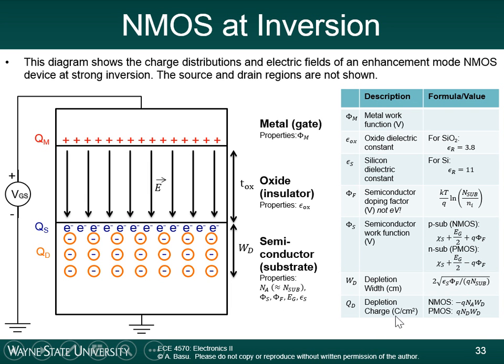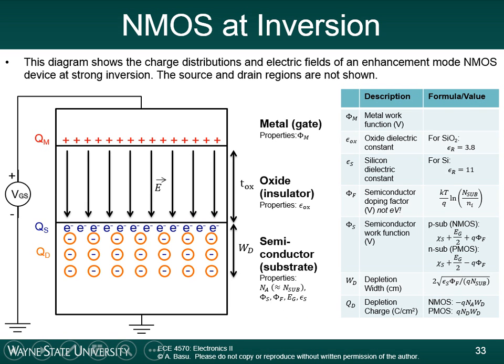The properties of the oxide include the dielectric constant of the oxide. For silicon dioxide, which is a common oxide that's used in MOSFETs, epsilon r is equal to 3.8. So in order to find the dielectric permittivity, epsilon is equal to the relative dielectric constant epsilon r times the dielectric permittivity of vacuum, epsilon 0. Epsilon 0 is 8.85 times 10 to the negative 14 farads per centimeter. Epsilon r for oxide is 3.8. So this is what you've done in your homeworks.